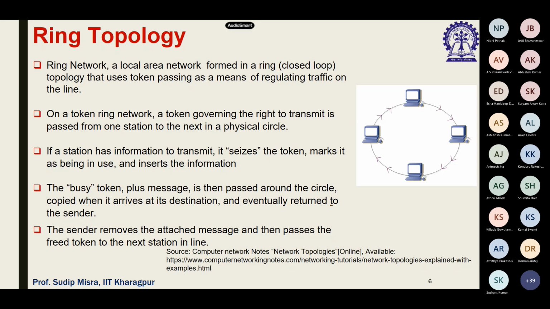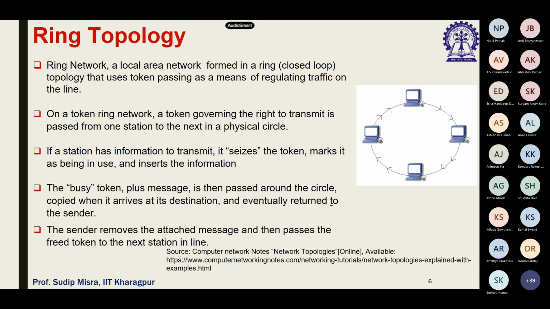Yeah. So let us say that a token is passed from here to here. This particular computer gets access to that token, and it is going to check whether the data is marked for it or not. If not, it is going to pass it forward, right? And then it comes to this particular computer. It seizes the token, marks it as being in use, and then it inserts the information, right? So like this, this process continues.